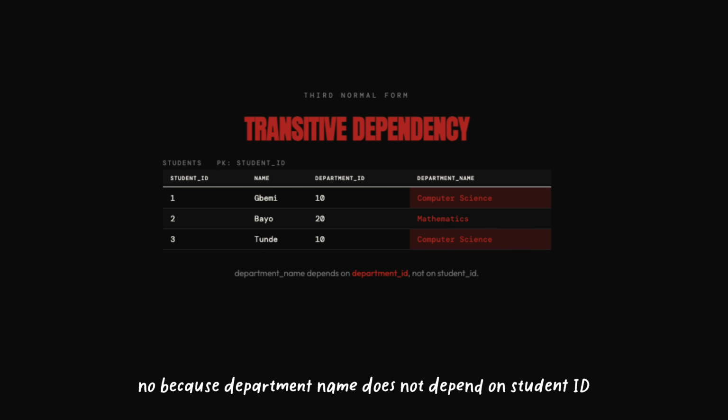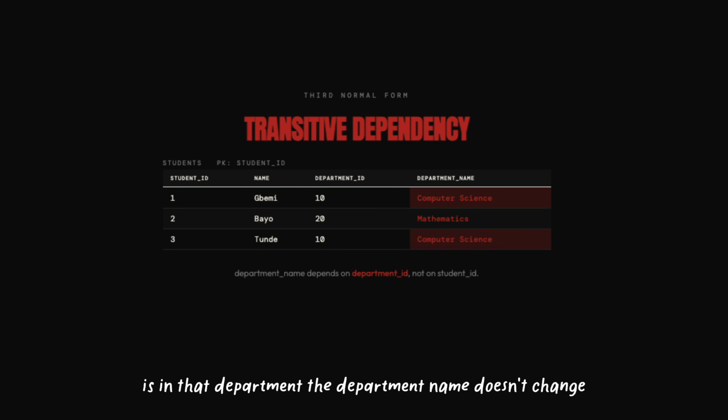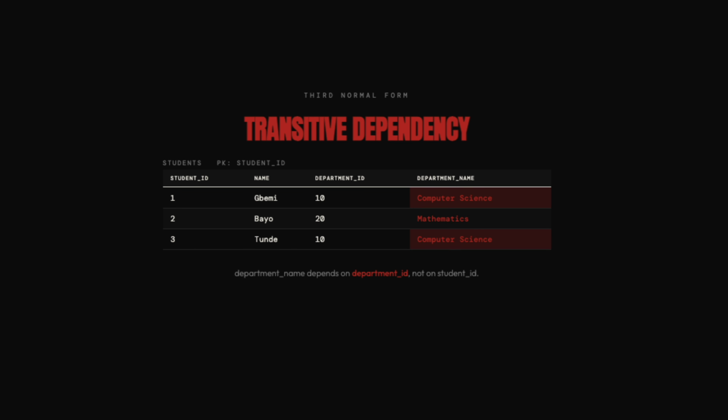No. Because department name does not depend on student ID. It depends on department ID. You know your department ID is 10, the name is computer science. Regardless of which student is in that department, the department name doesn't change. So it does not depend on the student. The student ID tells you the department ID. The department ID tells you the department name.